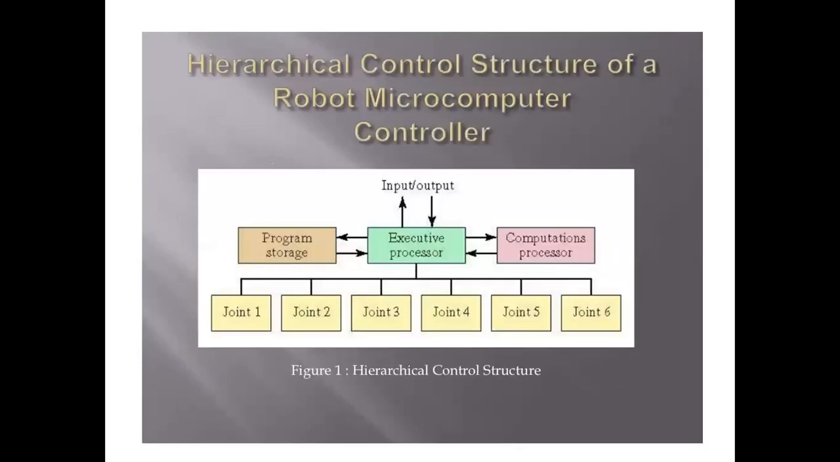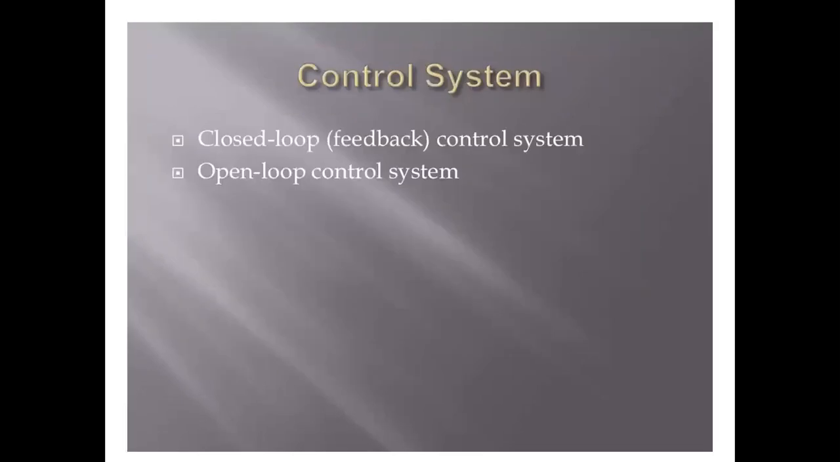So hierarchical control structure of robot microcontroller பார்த்தோம் அப்படின்னா we'll have an input or output, we'll have a storage, we'll have an executive process, we'll have a computation process. So we'll have the hierarchical control structure joint 1, joint 2 till joint 6 or on it. Closed loop control systems, and we'll have open loop control systems.